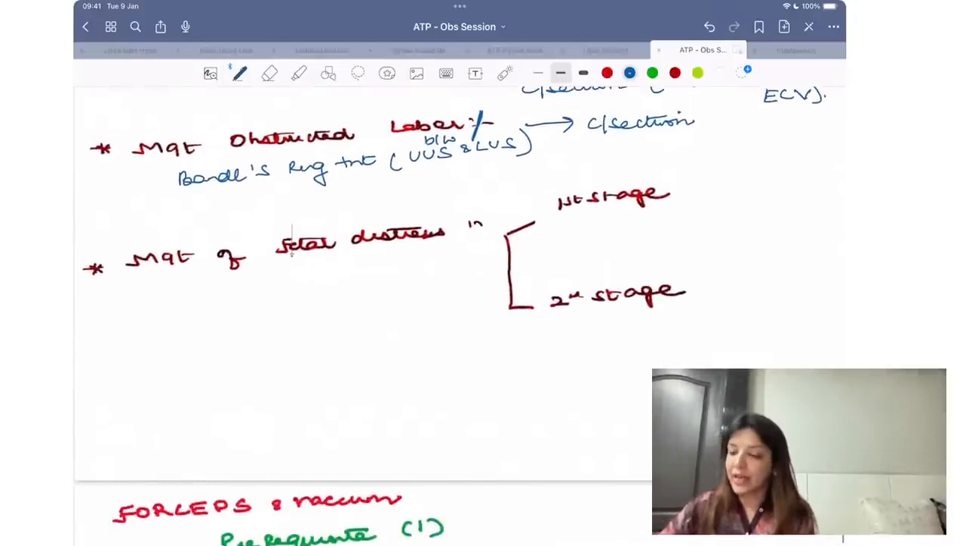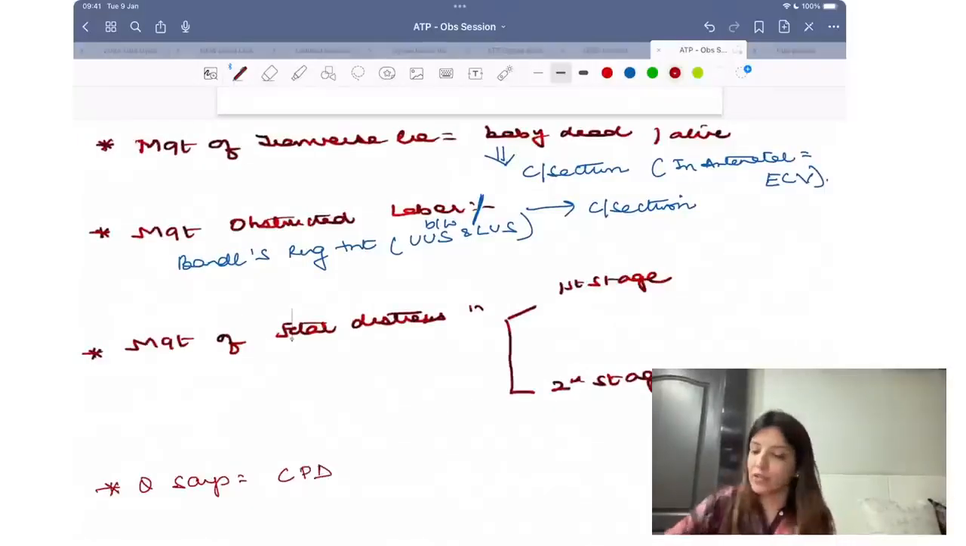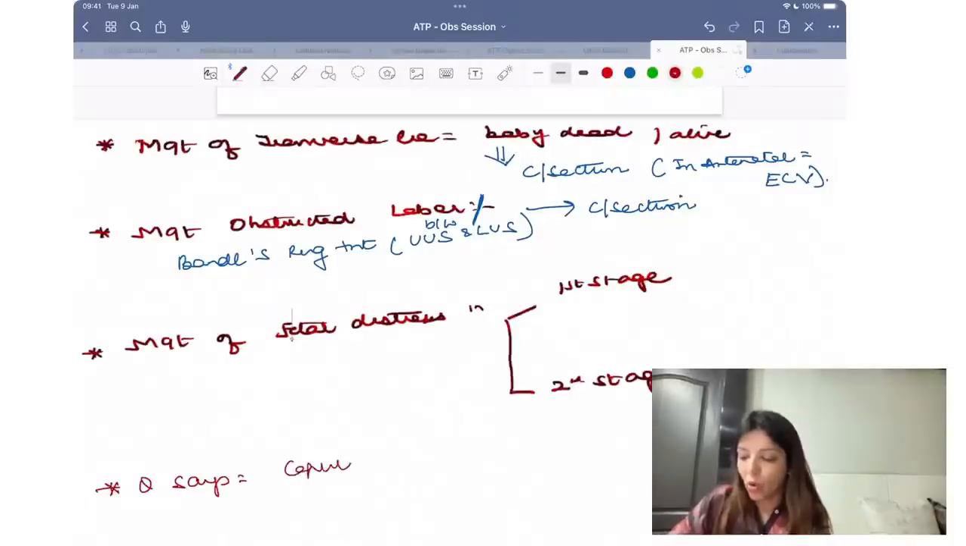Now, next important point. If your question is saying that there is CPD, there is caput or there is molding.